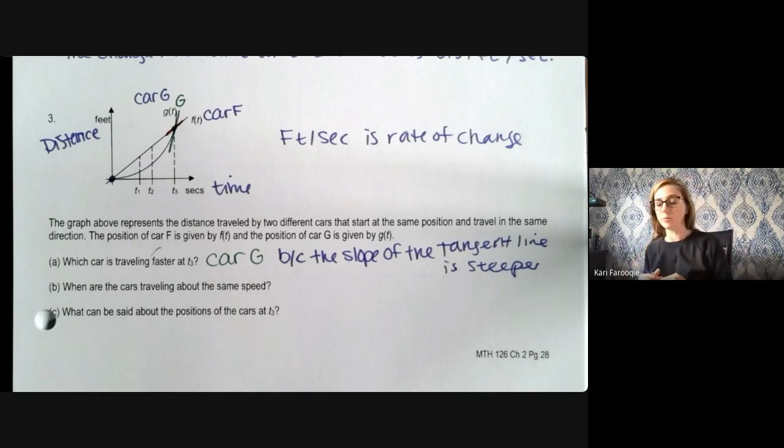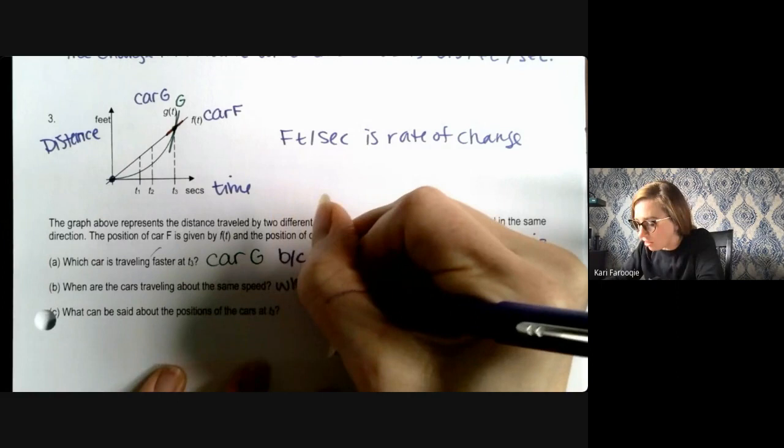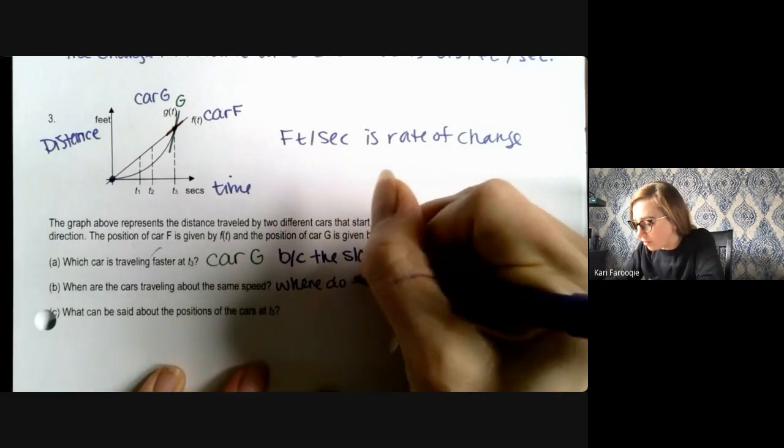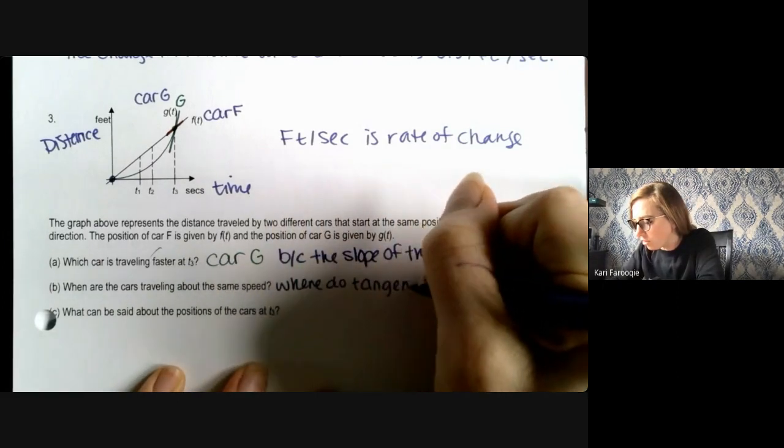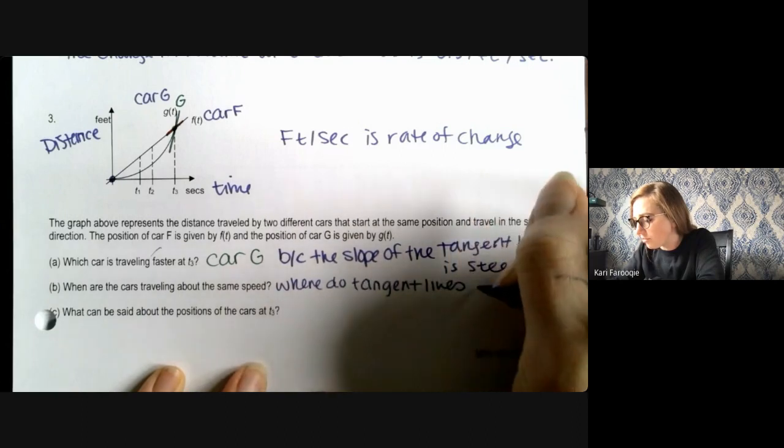When are the cars traveling about the same speed? Well, this is where you want to see where their tangent lines have approximately the same slope. So this is going to be, where do the tangent lines appear to have the same slope?